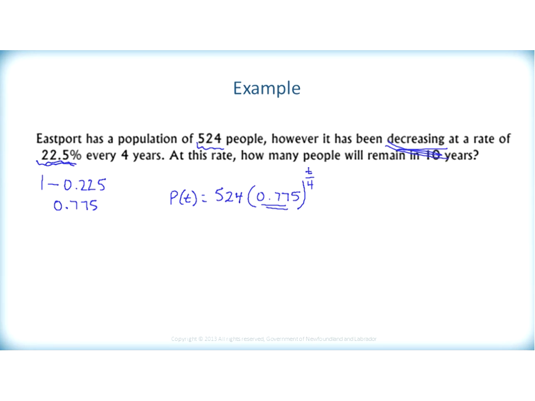So if we're looking to see how much remains after 10 years, we're going to put 10 in for t. This will give us 277.067, or 277 people after 10 years.